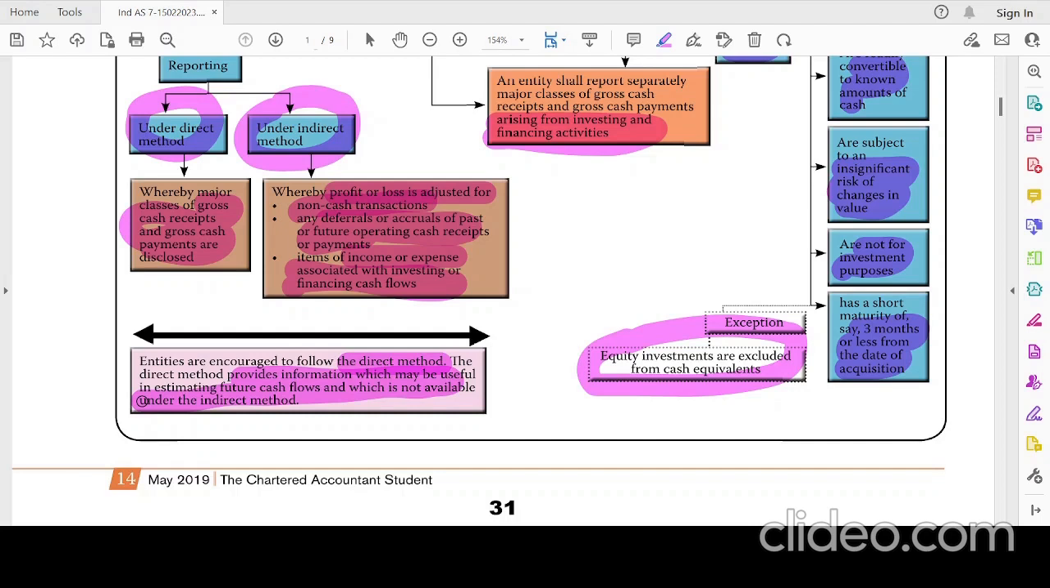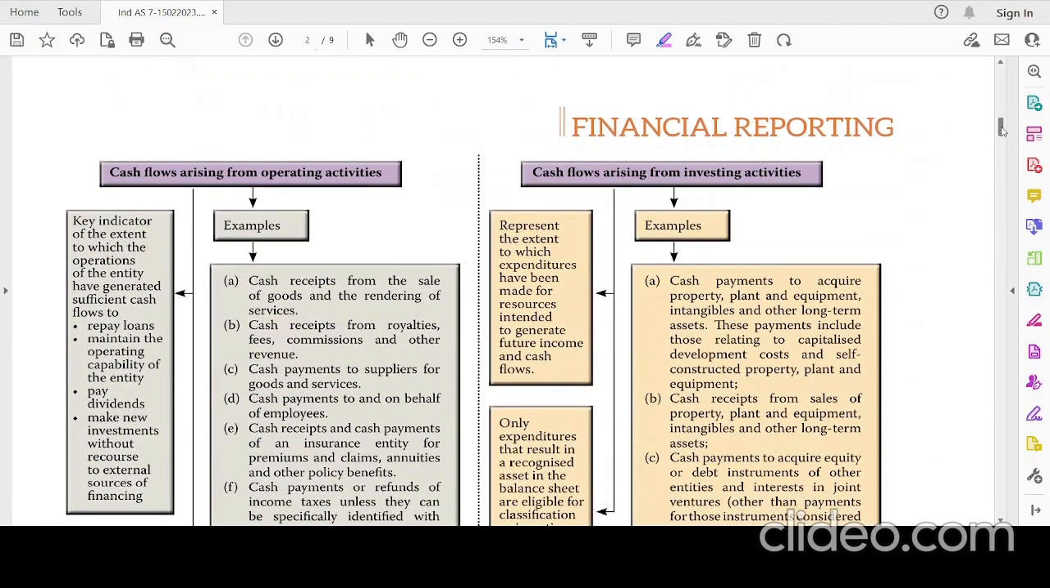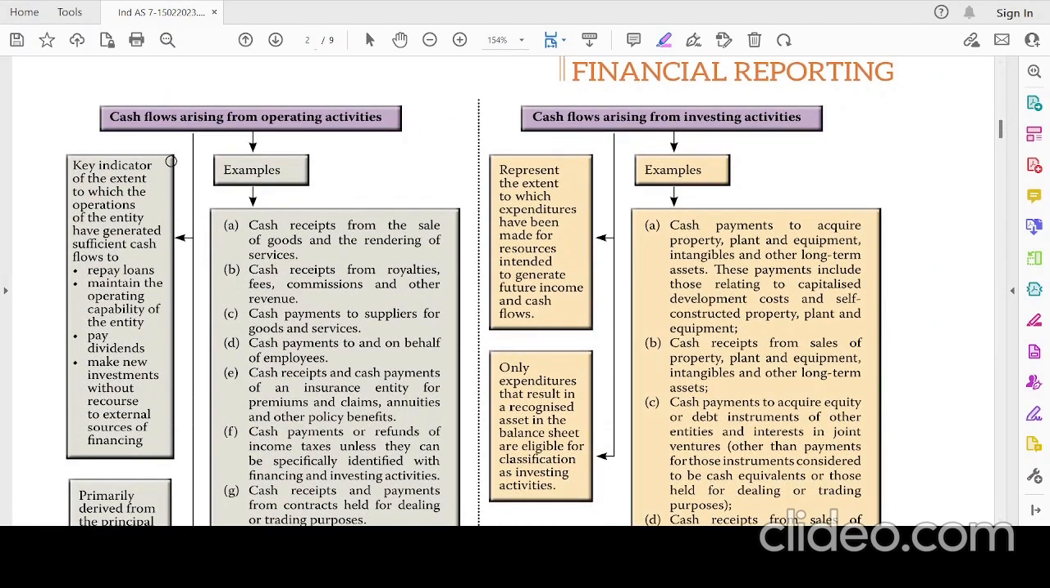However, in the industry standards, there could be similar companies that follow the indirect method. So, for presentation and comparison purposes, I would be required to prepare the cash flow statement on the indirect method. Okay, now let's move on to the next point. Cash flows arising from operating activities. Let's understand what are the key indicators.